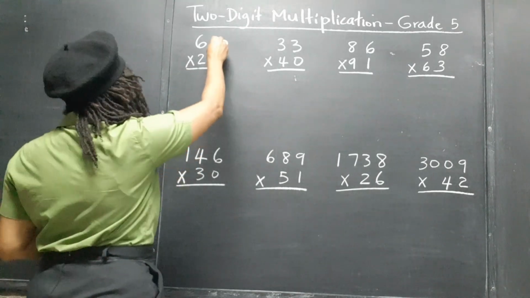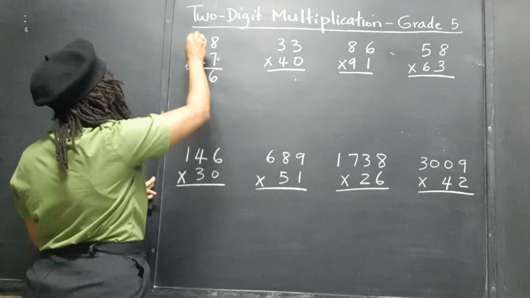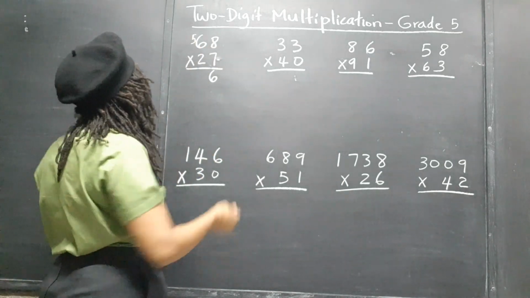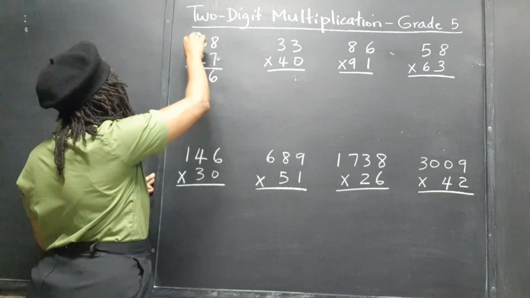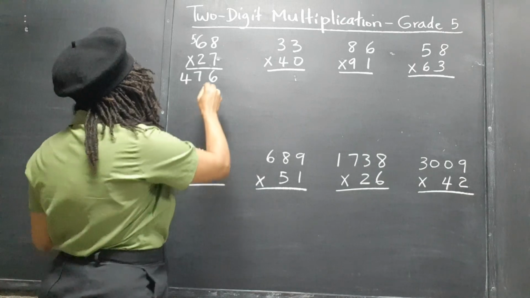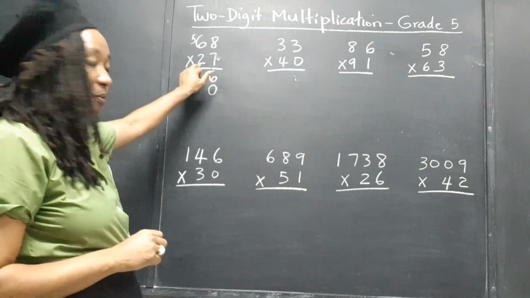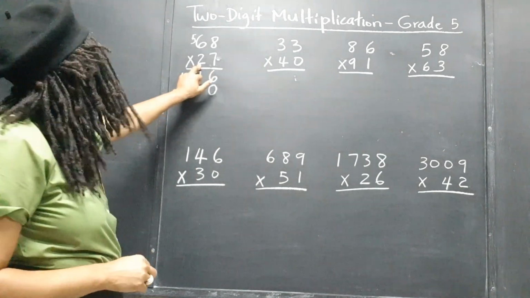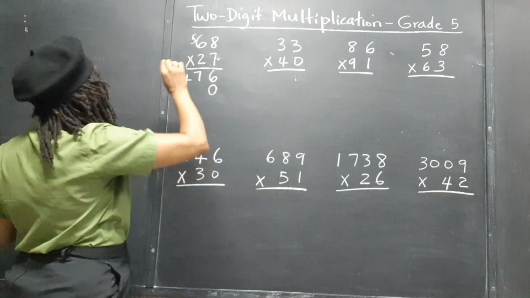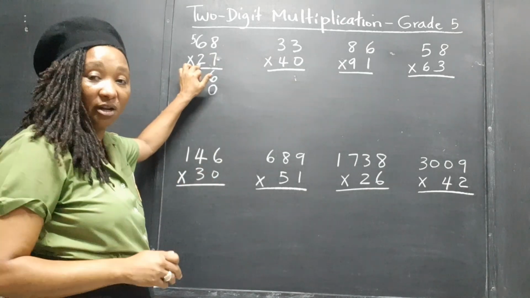So 7 8s are 56, that's 6 ones, 5 tens. So the 6 stays in the ones place, the 5 is carried to the tens place. 7 times 6 is 42 plus 5, 47. Now we put a 0 at the end to hold the space because we're multiplying now by the tens. Alright, so we put a 0 in the ones place. And now we're going to forget about the 7 for the time being and focus on the 2.